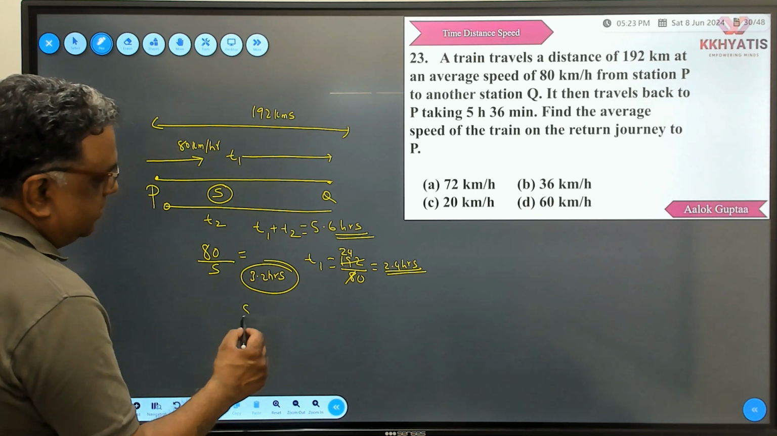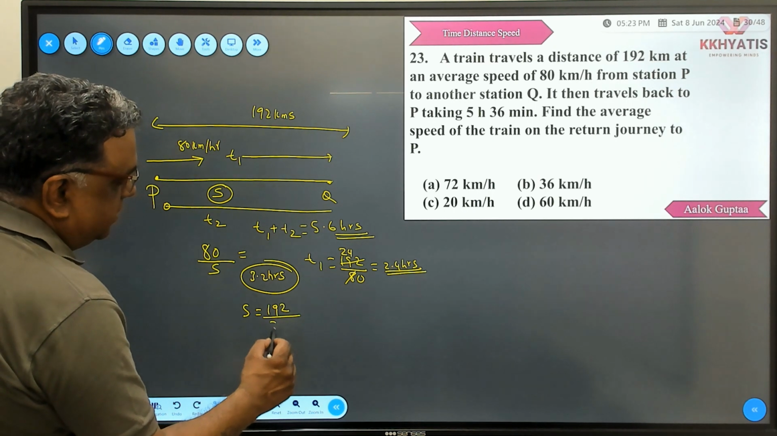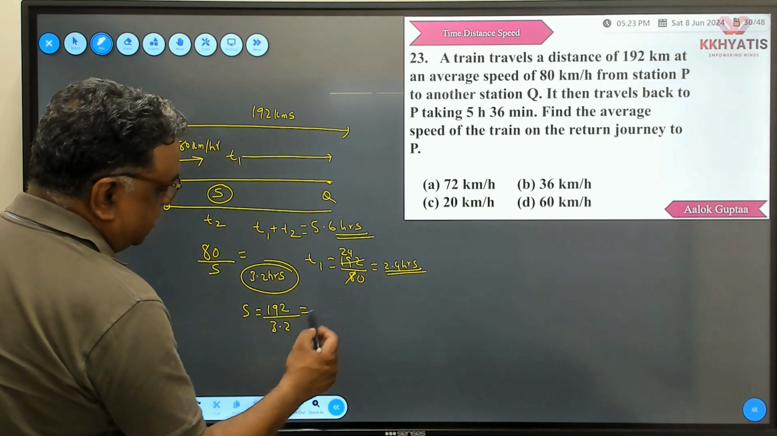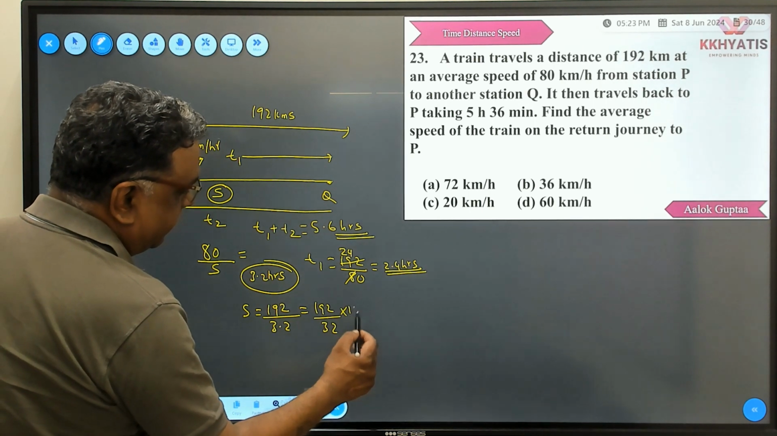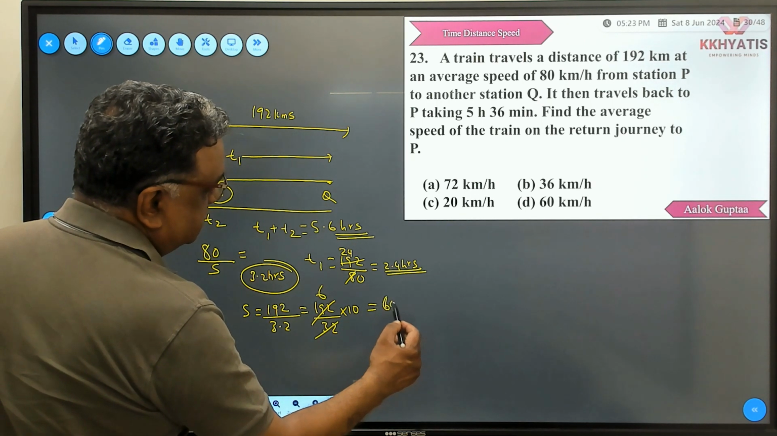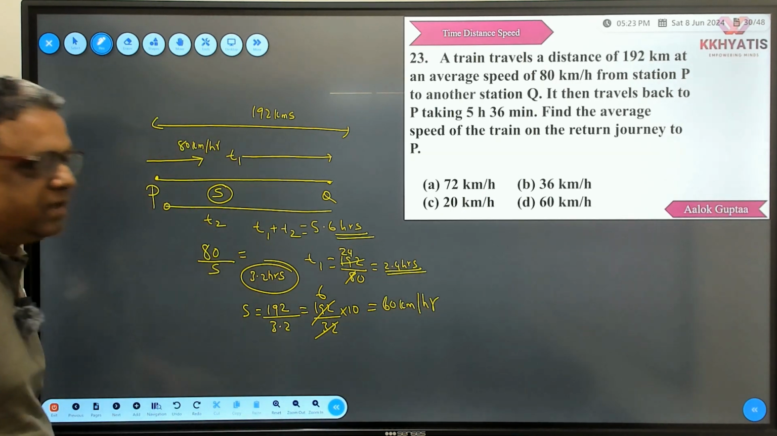So speed, it is traveling 192 kilometers in 3.2 hours. So 192 upon 32 into 10, this will give 60. 60 kilometers per hour is the speed at which it came back. Okay, next sum.